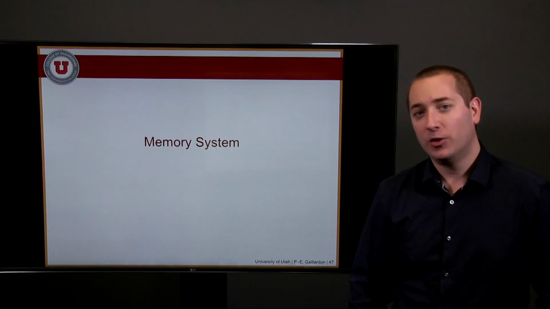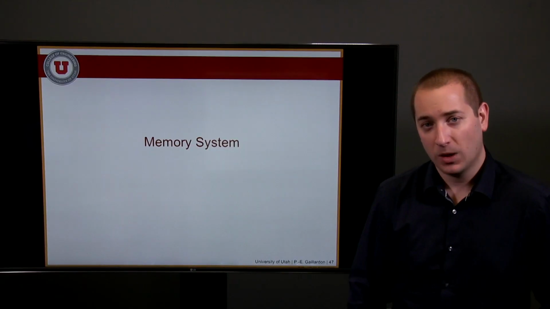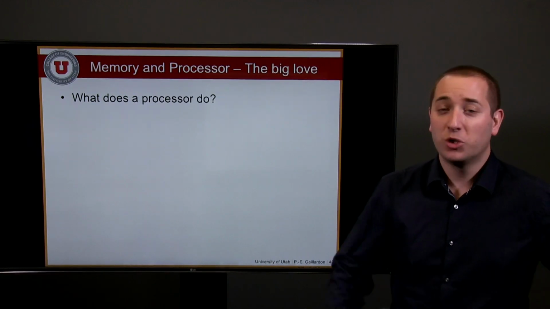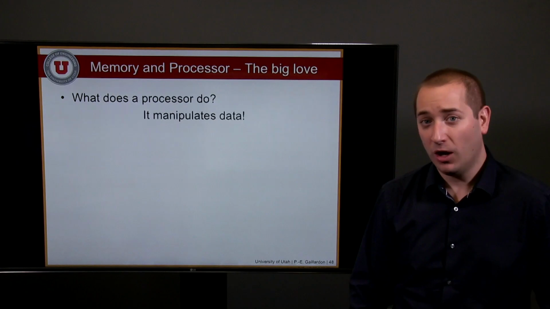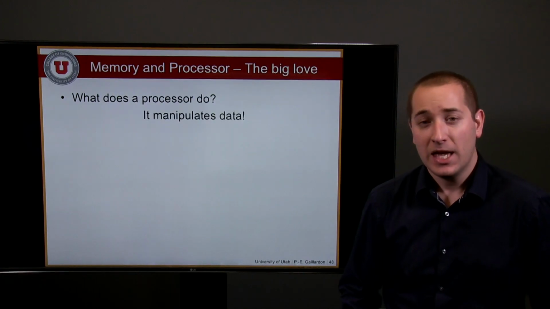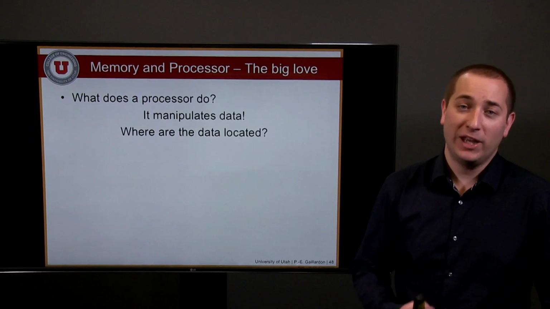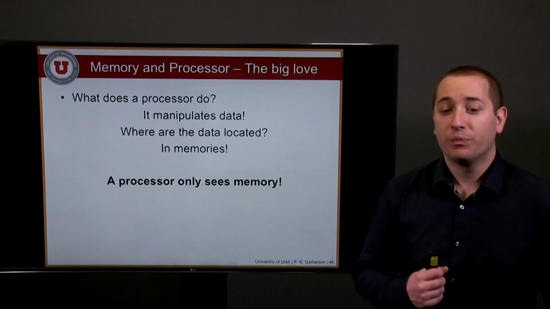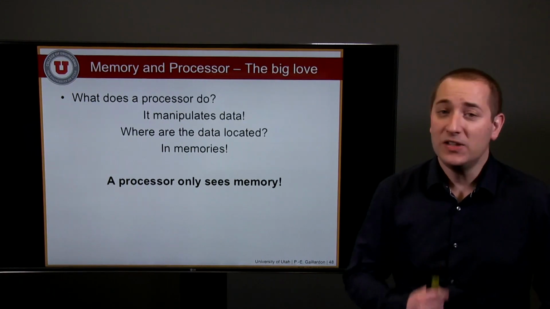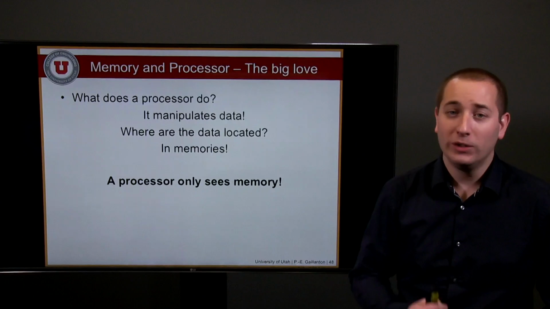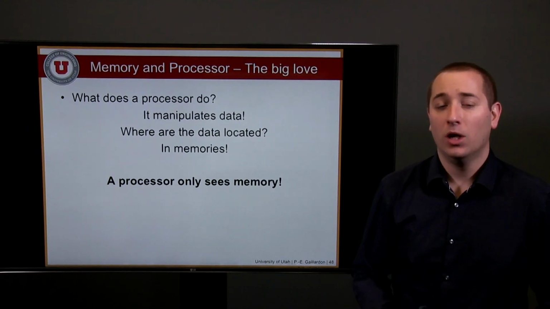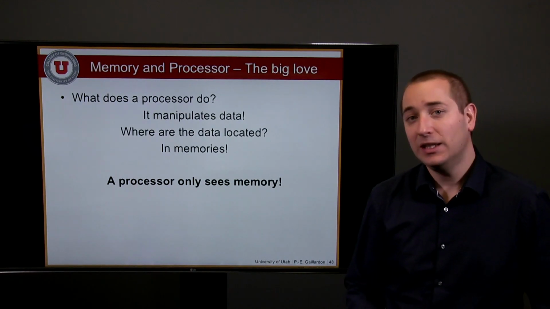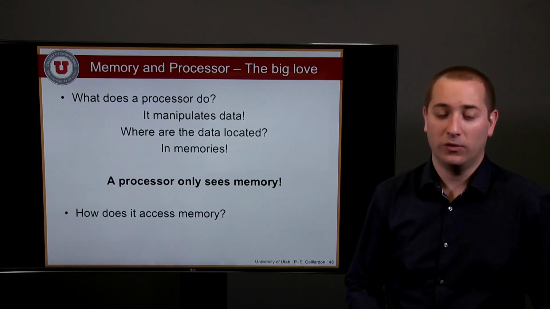Let us now talk about the most important notions related to memory system. When we ask ourselves what a processor does, the processor does not compute stuff. The only thing the processor does is to manipulate data. And it does manipulate data that is located where? Located in memories. So a processor only sees memory. Processors only deal with memory, and therefore the memory subsystem of an architecture has to be very tightly linked to the core in order to get good performance.